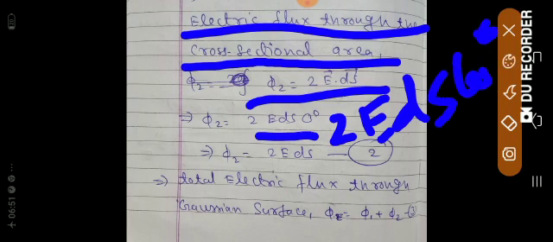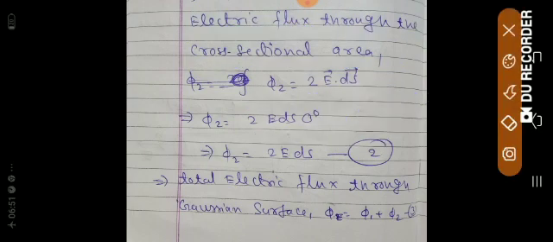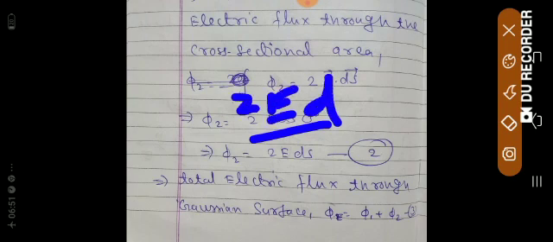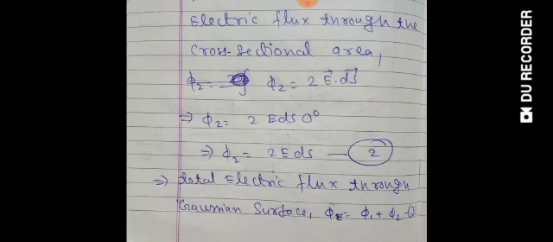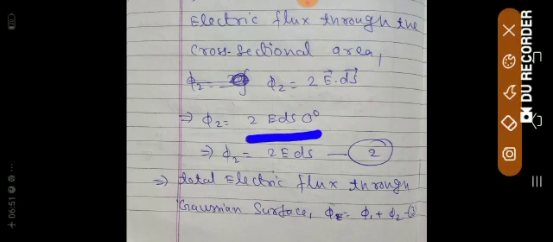Okay, not 0, it would be cos 0. I'm going to write it one more time. This formula is 2e ds cos 0. So cos 0 is 1. Yes, so this is cos 0 equal to 1. It is by mistake 0 degree.